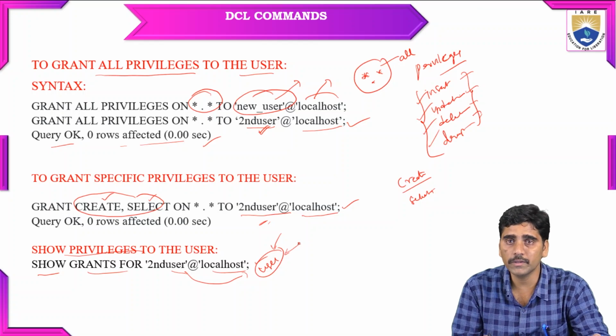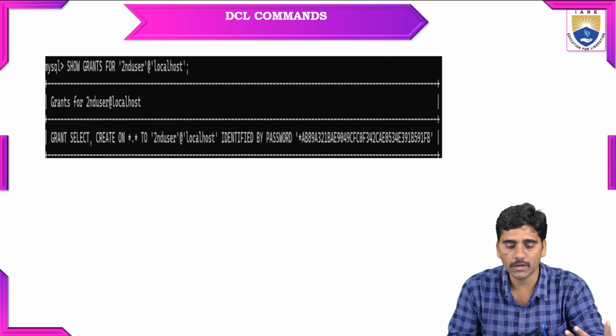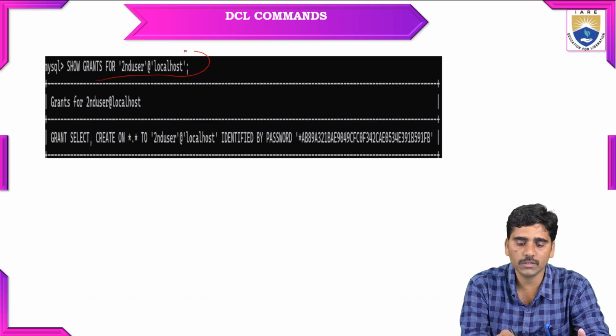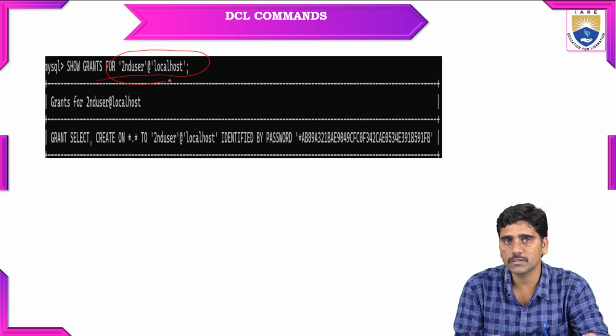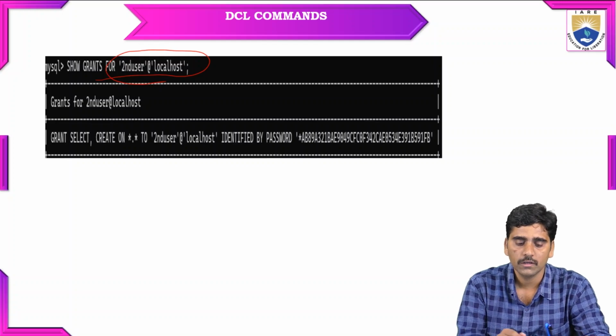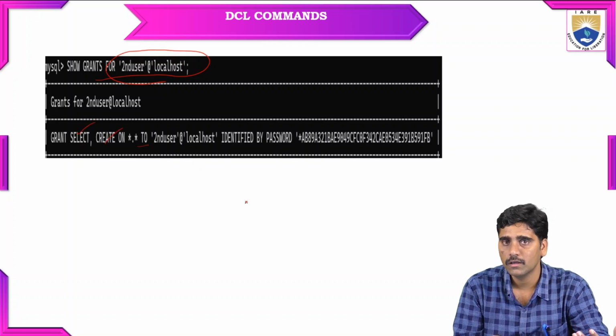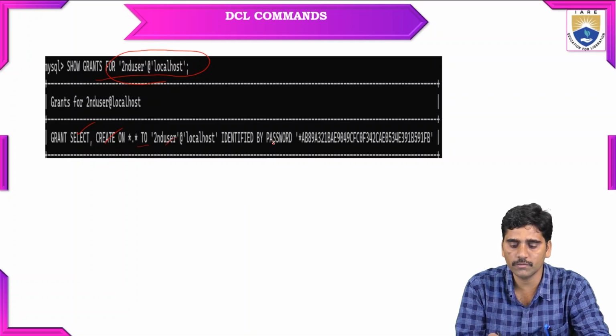After executing this command, it displays the user privileges. SHOW GRANTS FOR second user at the rate localhost. It displays the grants, what privileges we have granted to the user. So GRANT SELECT, CREATE ON *.* TO second user, indicating all the tables, IDENTIFIED BY the password. The password is also encrypted.